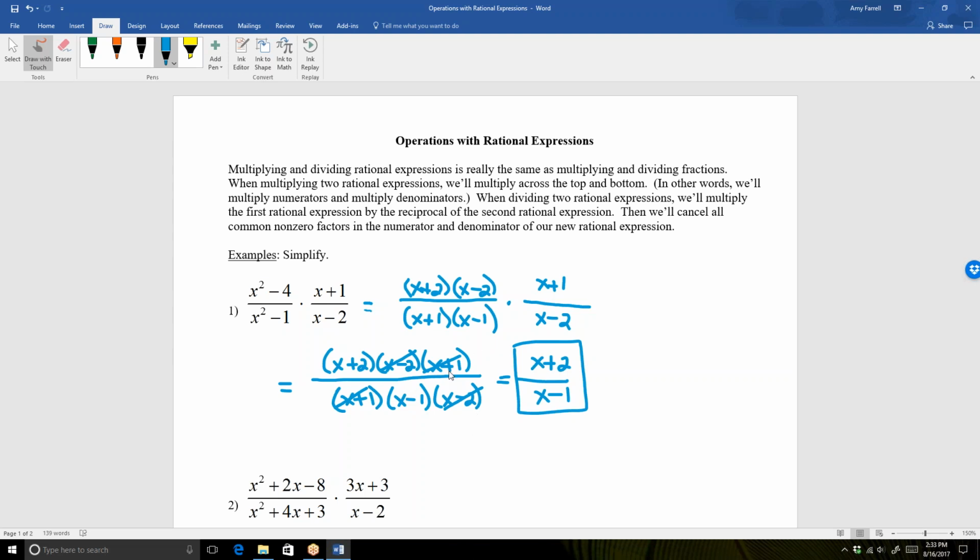Now, I do want to mention that you are able to cross cancel. So some of you up here at this step might have noticed that we have an x plus 2 up here. I'm sorry, not x plus 2. How about the x minus 2? We have an x minus 2 up here. We also have an x minus 2 down here. And you're thinking, well, maybe I'll just cross cancel and then multiply numerators and multiply denominators. And that is just fine. So you're welcome to cross cancel. I went ahead and waited to cancel until the final step.